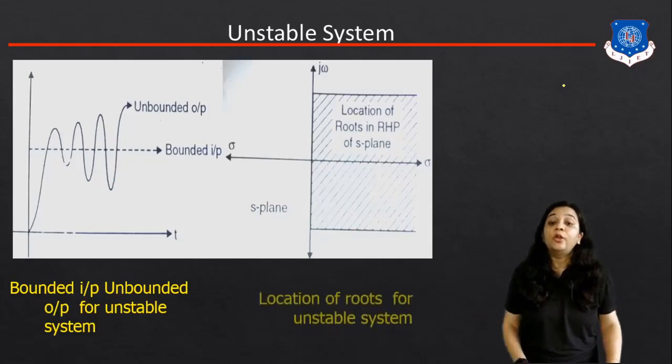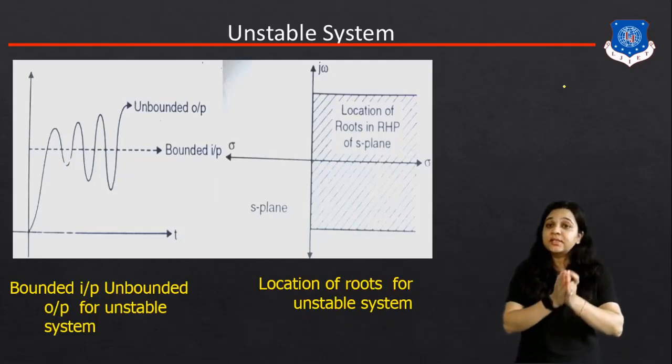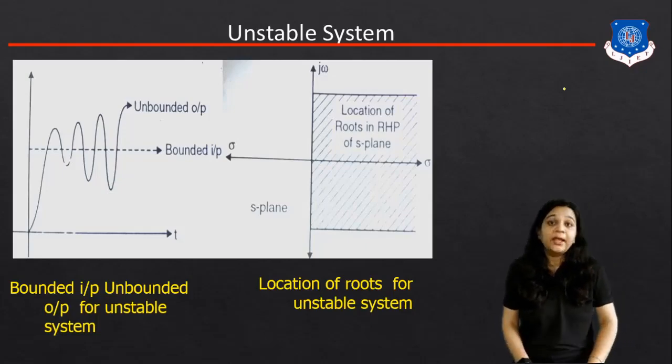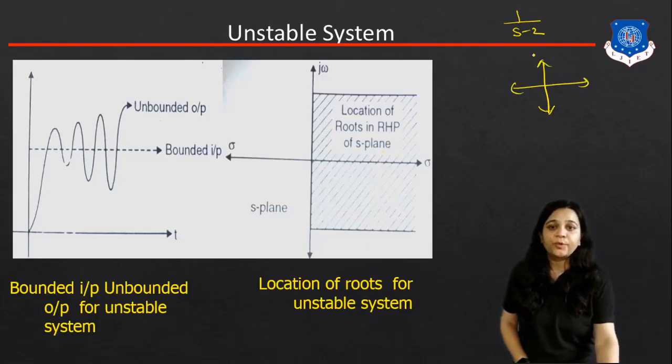And the second graph is the location of the roots for the unstable system. Always, if the roots are located only in the right half plane, that type of system becomes an unstable system. If the system equation is given as 1 upon s minus 2, and we want to draw the location of the poles for this particular system, then s is equal to +2. That means the pole is located in the right half plane, so that type of system will become unstable.